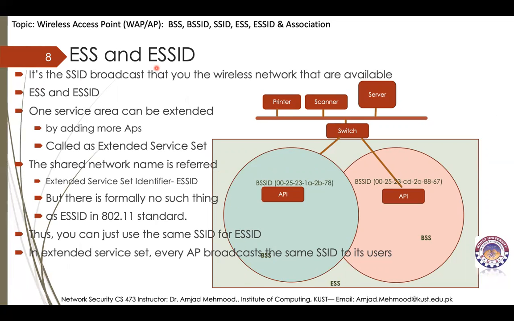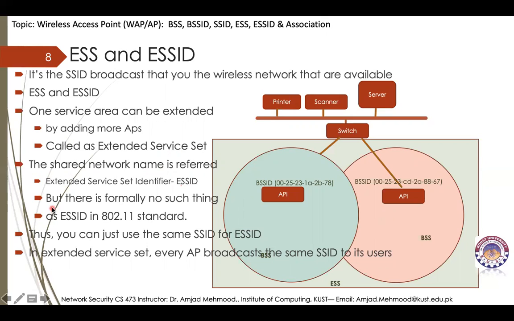And why is it used? It is used if you want to perform roaming. For example, if you want to move from here to this network, this ESSID works for identifying that you are part of this network, and your communication will be done seamlessly if you leave your own AP and move to another AP.